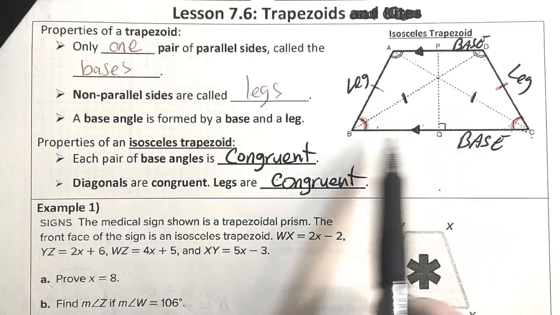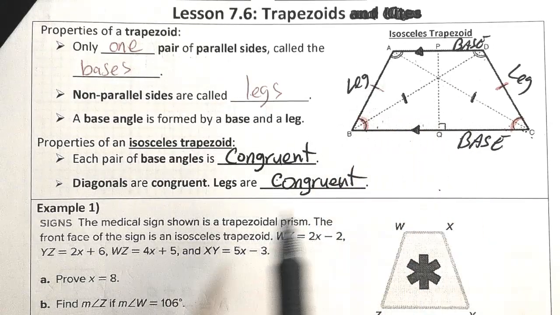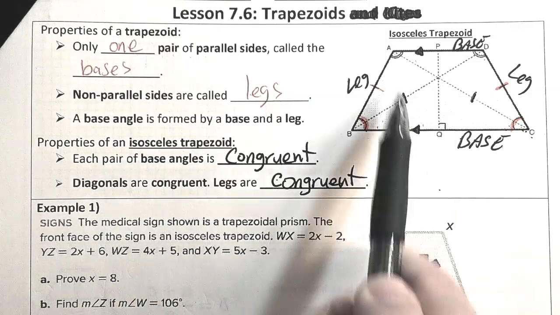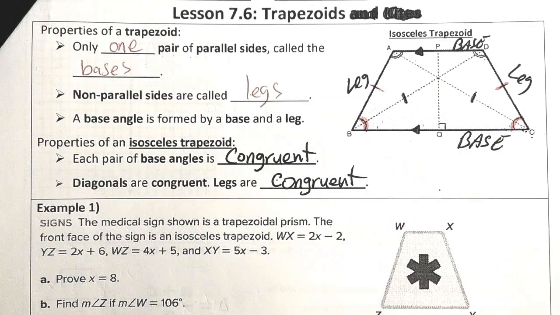So each pair of base angles is congruent, the tops and the bottom. The tops are congruent to each other. The bottoms are congruent to each other. And the diagonals are congruent. And therefore the legs are congruent because of those base angles.